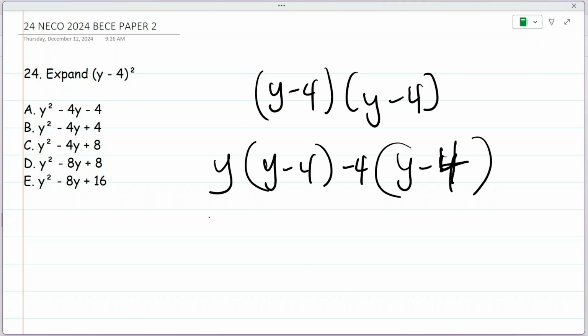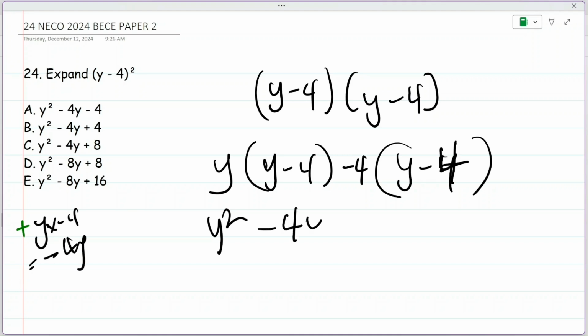That's y times y is y squared. Y times minus 4: the y has a positive, so plus times minus will give you minus. Then y times 4 is 4y, so you have minus 4y. Since the y is positive, you can just write your negative. Then y times 4 is 4y.